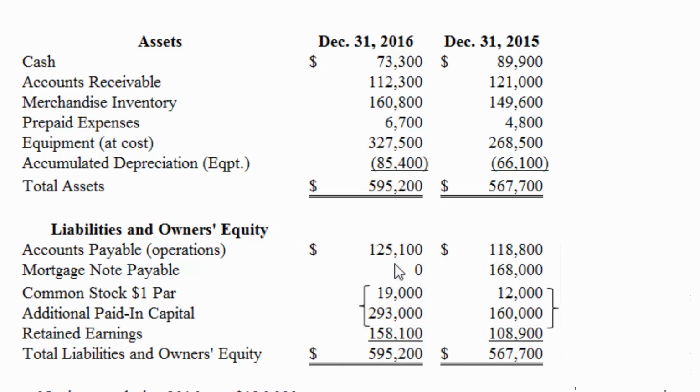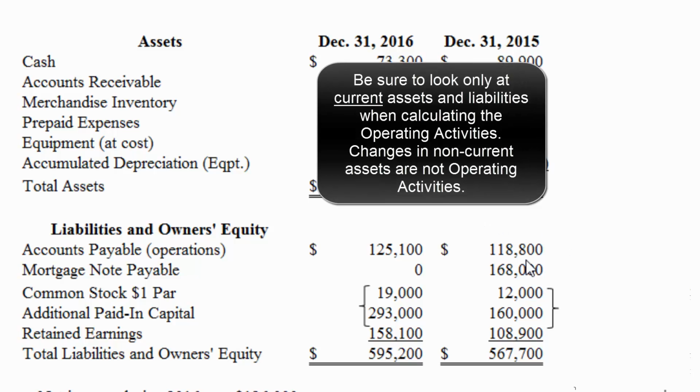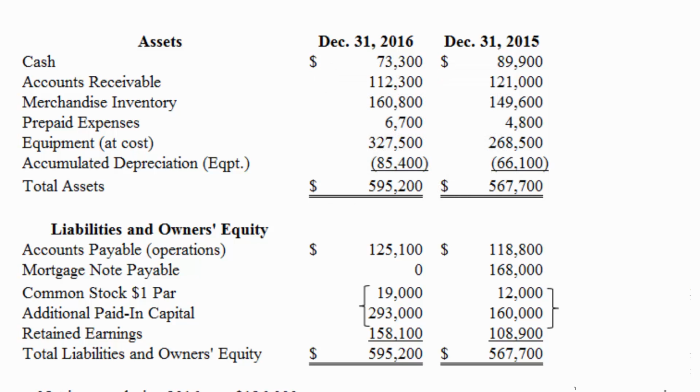Let's skip over to the other side of the balance sheet. What happened to accounts payable? They went up, so we have more cash. Then sometimes students go down and look at the mortgage notes or the long-term debt. You know what? That's not operating activities, that's financing activities.